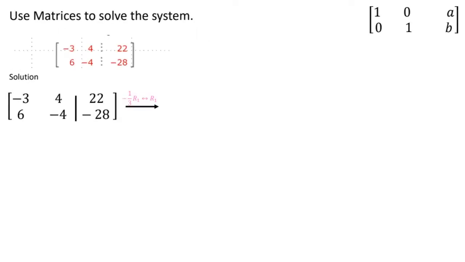So we can try one more here. What time is it? 3:42.